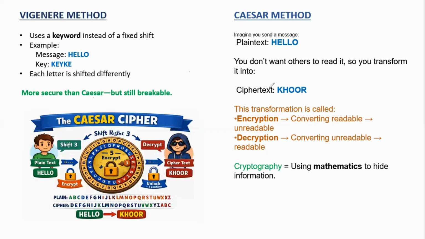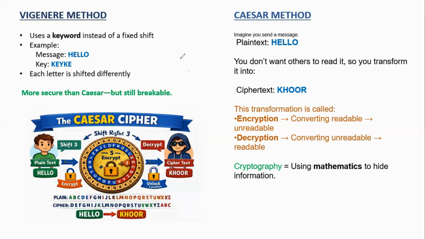इतने टाइम में हो जाता है, हाइपर टेक्स्ट तुरंत टेक्स्ट में कन्वर्ट होता है। ये जो अनरीडेबल फॉर्मेट है, इसको वापस से जब रीडेबल फॉर्मेट में हम कन्वर्ट करें, इसे डिक्रिप्शन कहते हैं। The Vigenère method, as you can see, it uses a keyword instead of a fixed shift.